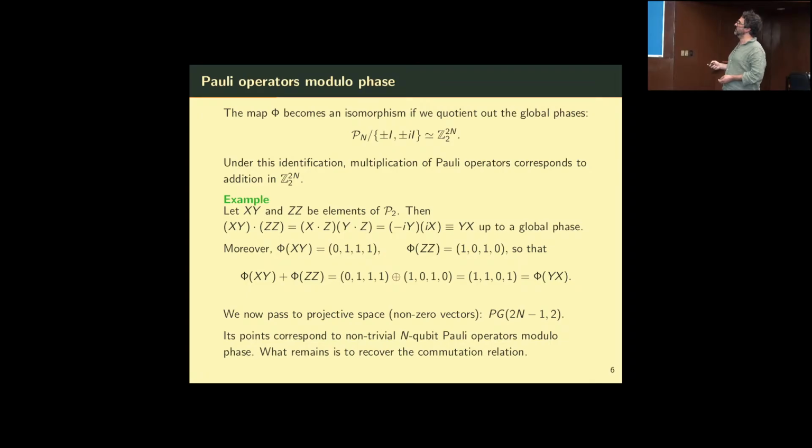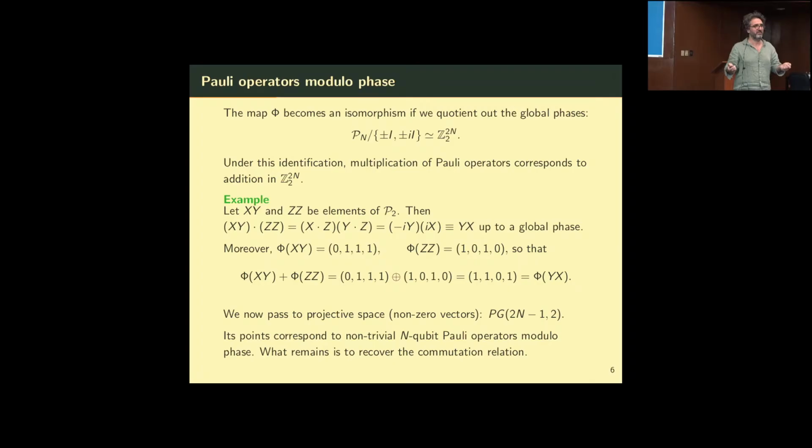We can move to projective space, but projective space over Z2 is very special because you have only one scalar, which is 1. So basically, projective space here means you forget about the 0 vector. You take all vectors except the 0 vector. And so our map maps n-qubit operators modulo phase to points, and it transforms the product to sum, but the product was responsible for the non-commutativity of the observables.